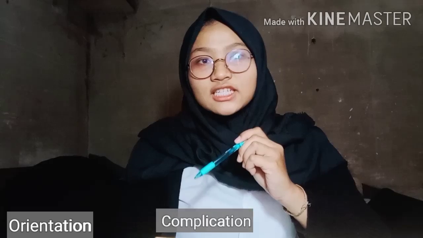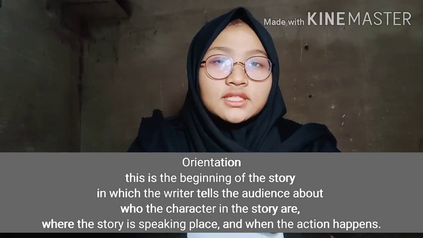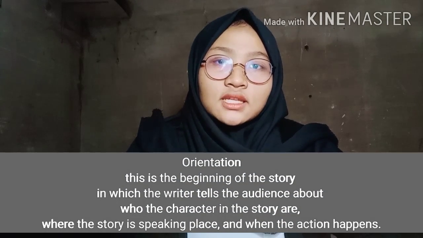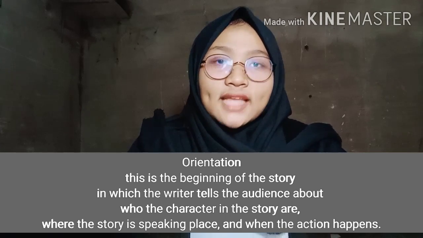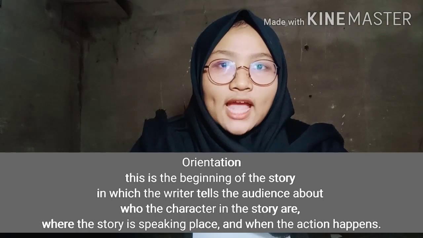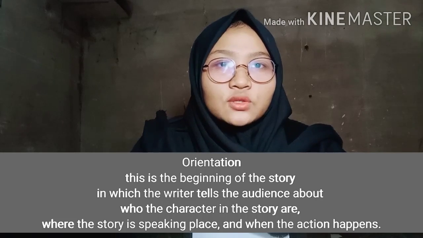Okay, and then next we will learn about the generic structure of narrative text. The generic structure of narrative text is orientation, complication, and then resolution. And then next, let's talk about the orientation in the narrative text. The orientation is the beginning of the story or of the text, in which the writer tells the audience who the characters in the story are, where the story is taking place, and when the action happens. So it will be in the first paragraph as the opening of the story.